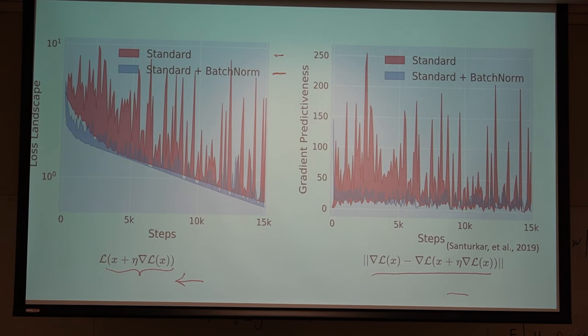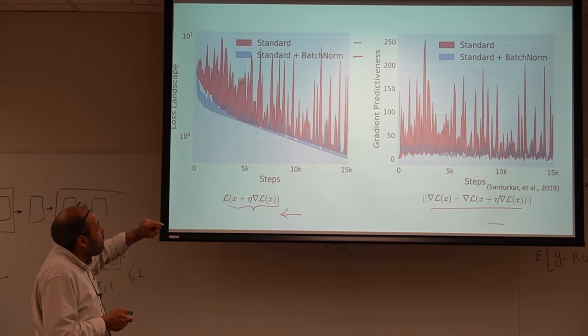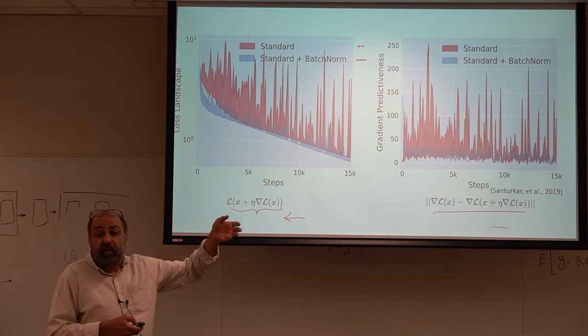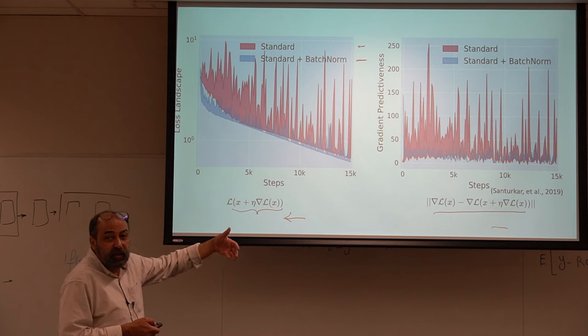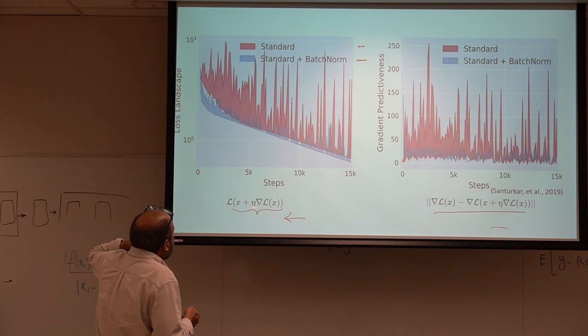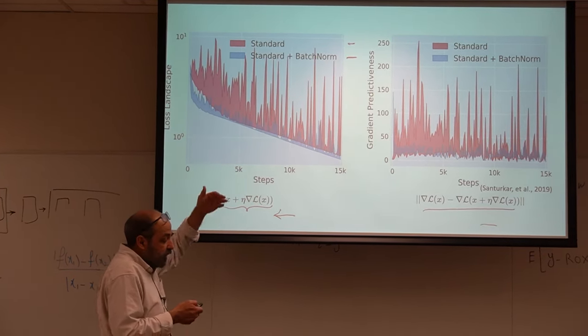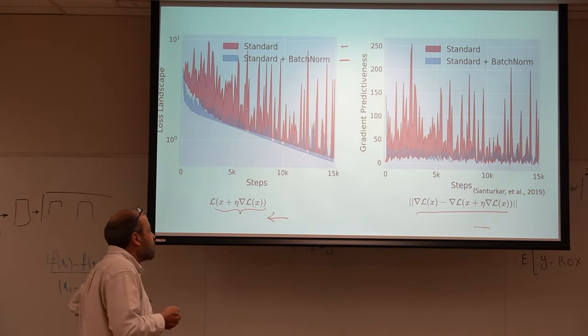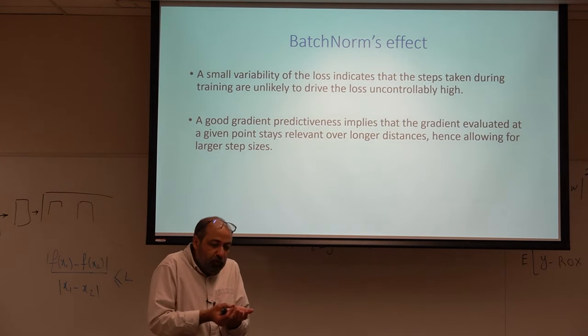It means that I can use the gradient in other iterations. It means that I can use a larger learning rate. The gradient is valid for a longer time, and being Lipschitz means that I don't have bad jumps, strong jumps, okay?